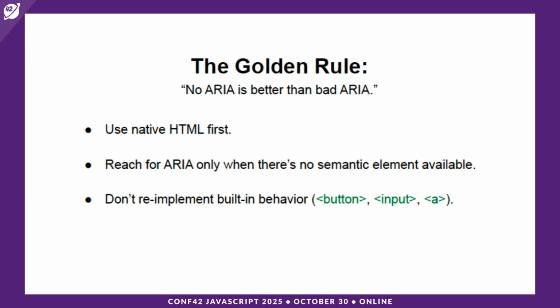The example I've been giving is a div created to act like a button. The reason that was used mostly is because that is a common mistake so many developers make. They try to use div to build everything when you can just go ahead and use semantic HTML. So that's the golden rule here that I'm trying to explain: no ARIA is better than bad ARIA. So the first thing is to always go first with native HTML.